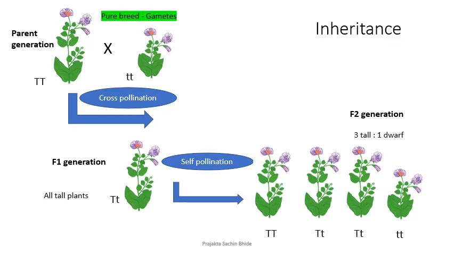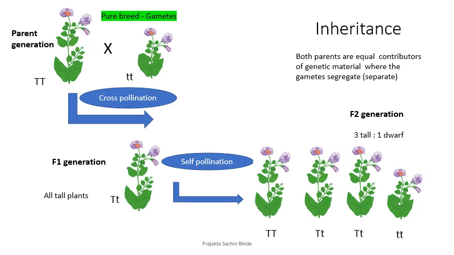And this is what he termed as inheritance, which says both parents are equal contributors of genetic material, where the gametes are separating, or the gametes segregate. Here the gametes are segregating, the combination of capital T, small t. That is what is segregating. Now, if I want to represent this monohybrid cross, am I always going to draw a pea plant? No. What I refer to is, first thing, very clear, monohybrid means only a single trait.